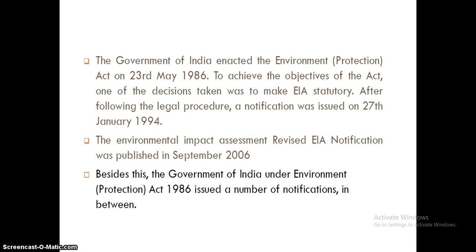The Government of India enacted the Environment Act on 23rd May 1986. To achieve the objectives of the Act, one of the decisions taken was to make EIA statutory. After following the legal procedure, a notification was issued on 27th January 1994. The revised EIA notification was published in September 2006. Besides this, the Government of India under the Environment Act 1986 issued a number of notifications in between.